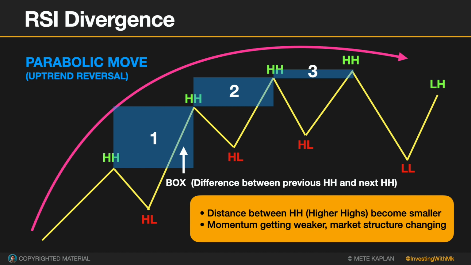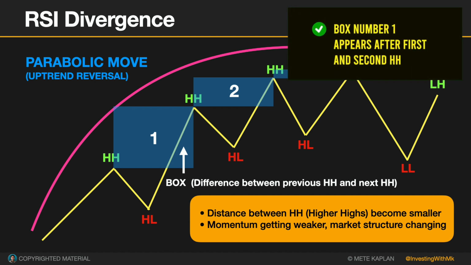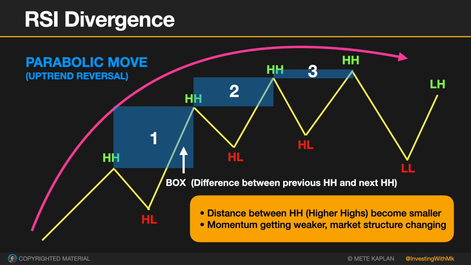The reason that I do not trade first and second higher highs is that my first box appears after the second higher high. Now I have information about market, price action, and the momentum. As you can see in the slide, box 2 is smaller than box 1. This tells me that buyers cannot push the price up strongly anymore. A parabolic action happens. Uptrend is weakening.